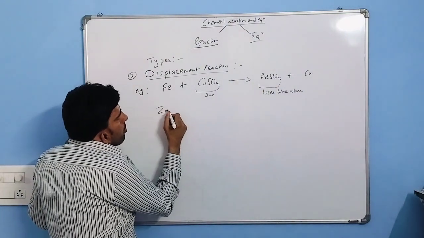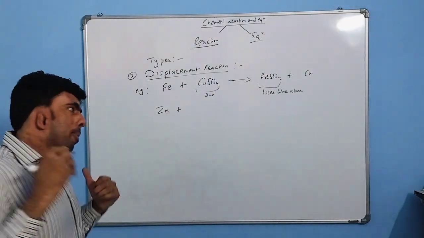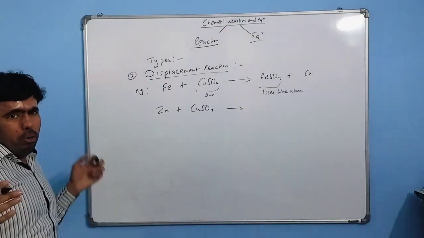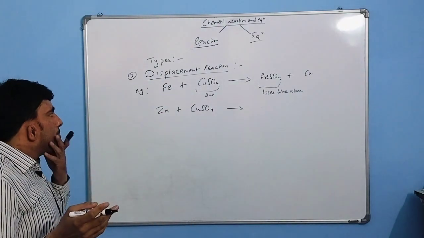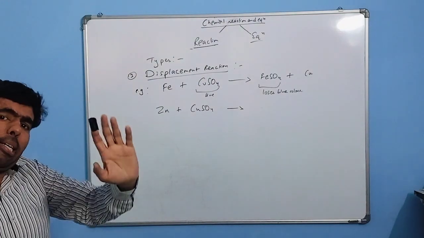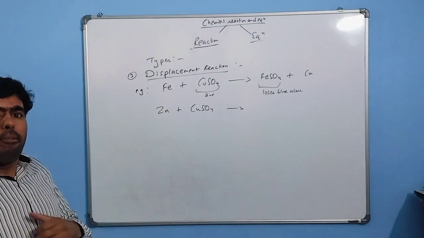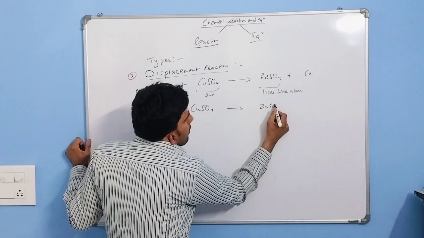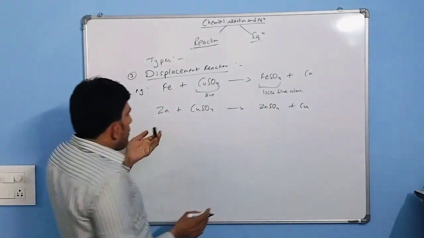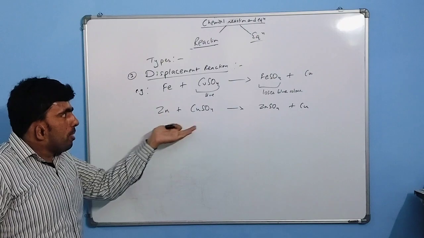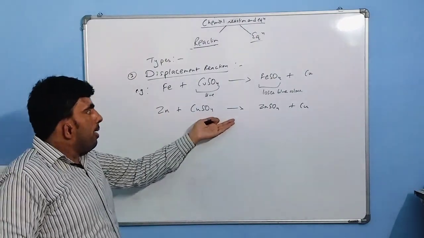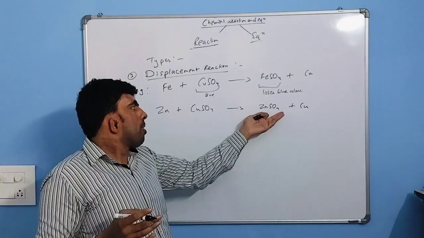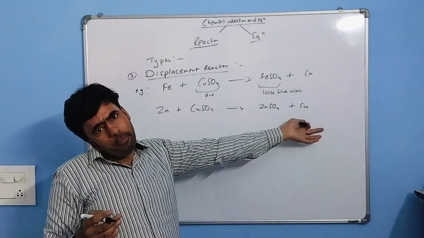We can take zinc also, because zinc is also highly reactive compared to copper. We'll discuss later in further chapters which metal is highly reactive and which is least reactive. But right now we have zinc plus copper sulfate. I get zinc sulfate plus copper. Here zinc displaces copper from copper sulfate, because copper is less reactive than zinc, and it makes a compound with sulfate and copper is left. So a lot of examples are there.